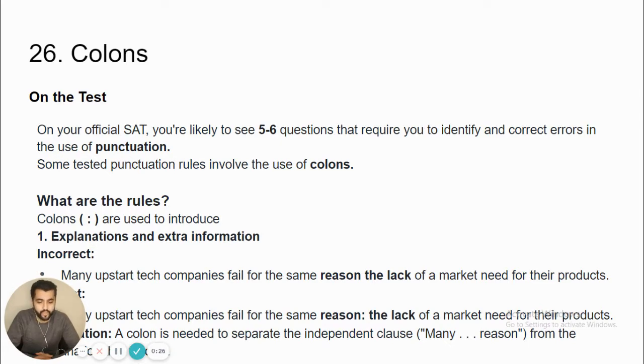Colons are used to introduce number 1, explanations and extra information. Many upstart tech companies fail for the same reason, the lack of a market need for their products, right? So what's happening here is that we have an independent clause in the beginning, and then there is a dependent clause, right? And the dependent clause is somewhat of an explanation or provides more information about the independent clause, right? So when we have such a scenario, we can use a colon, right? So the correct sentence is: many upstart tech companies fail for the same reason. Colon, the lack of market need for their products.